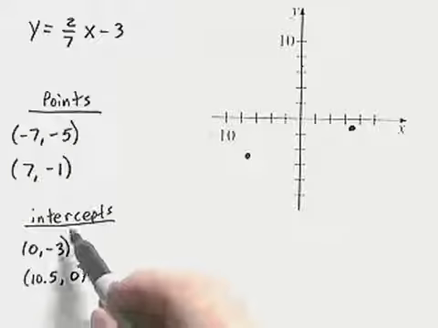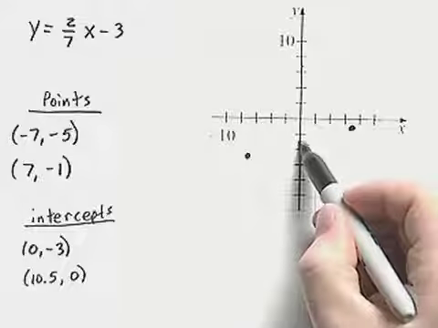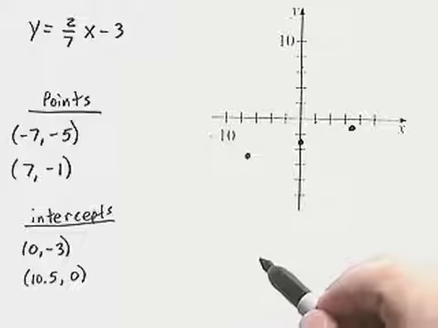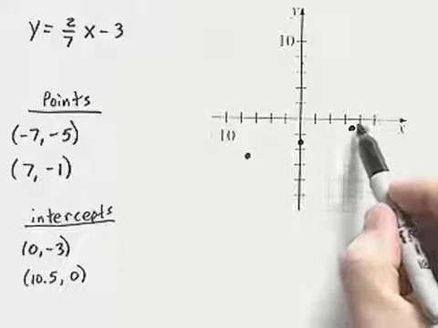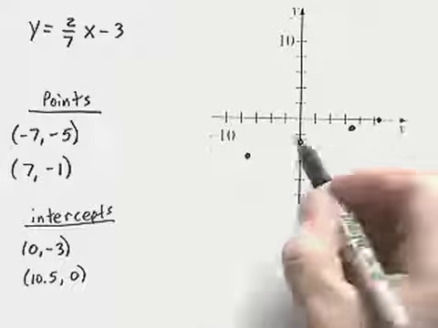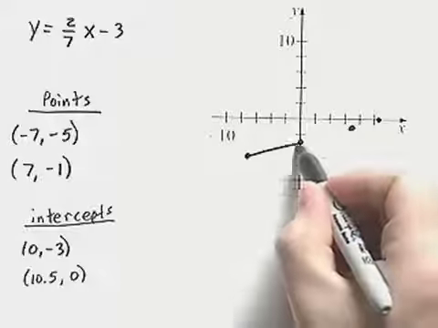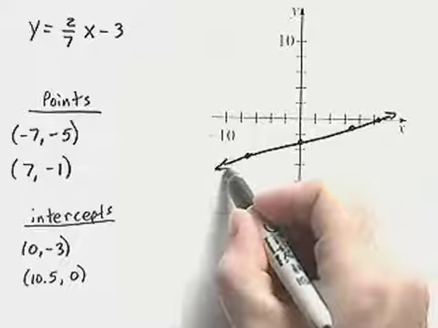Intercepts, we have 0, negative 3, so x is 0, down to 3. There's our y-intercept, and our x-intercept is 10.5. So 2, 4, 6, 8, 10, and just a little bit past 10 here at 10.5. And we're going to go ahead and sketch the graph of our equation.